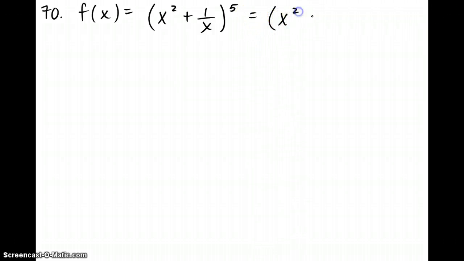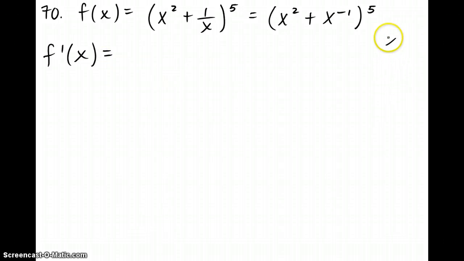I'm going to rewrite the inside so that I can use the power rule on the second term. So now the derivative, when I look at my x, the outside function is something being raised to the 5th power. Then at the same time, because I'm adding the two functions together, we'll derive x squared and x to the negative 1 using the power rule.